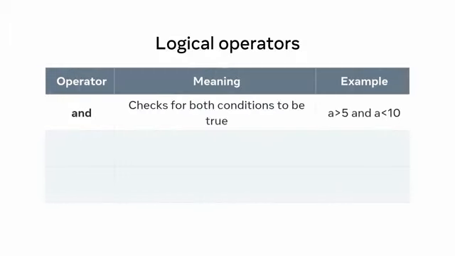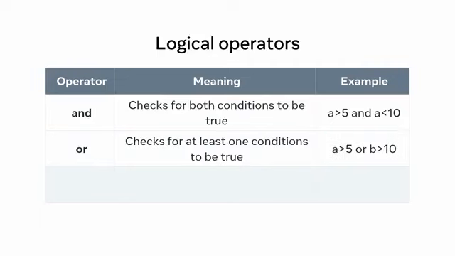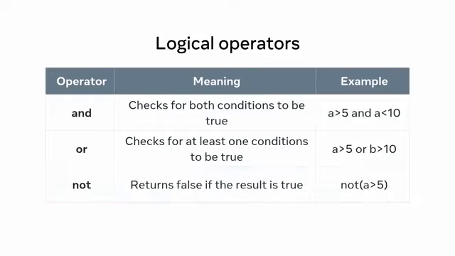The first logical operator is named AND. This operator checks for all conditions to be true. For example, A is greater than 5 and A is less than 10. The second logical operator is named OR. This operator checks for at least one of the conditions to be true. For example, A is greater than 5 or B is greater than 10. The final operator is named NOT. This operator returns a false value if the result is true. For example, A is not greater than 5.